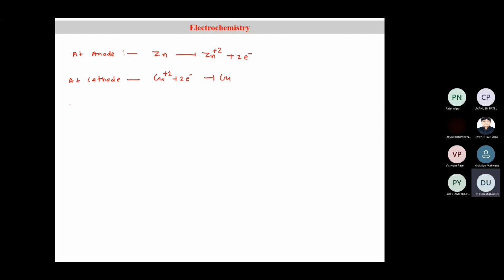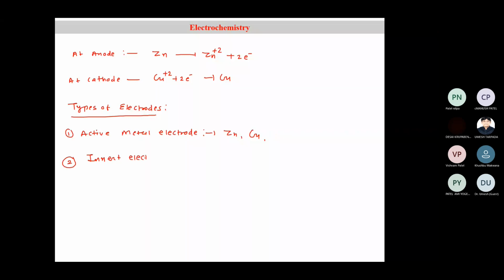The other types of electrode, which are the important types of electrode? One of them is the active metal electrode. The electrode that takes part in the reaction, such as copper, is called an active metal electrode. It is a metal strip: Zn, copper, or any metal plate. The second one is the inert electrode, made of a metal such as platinum, graphite, etc.